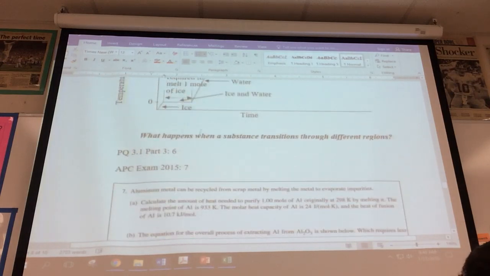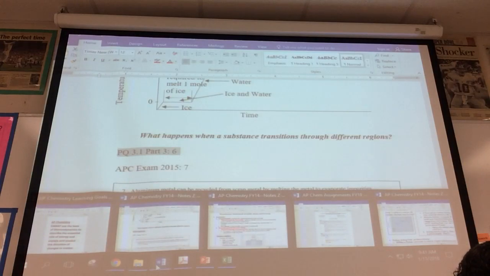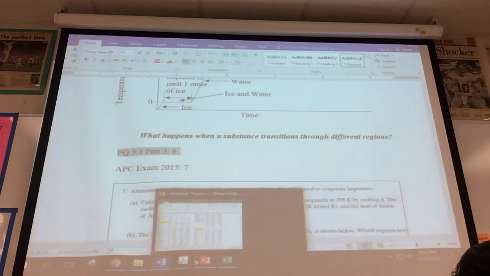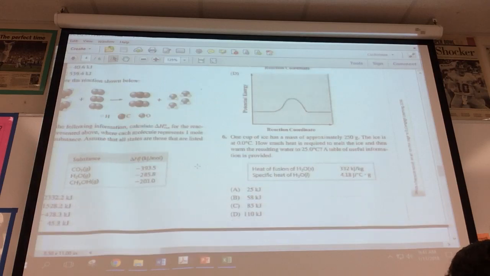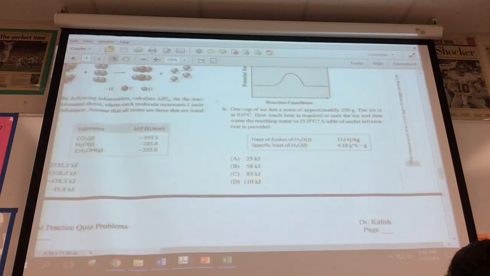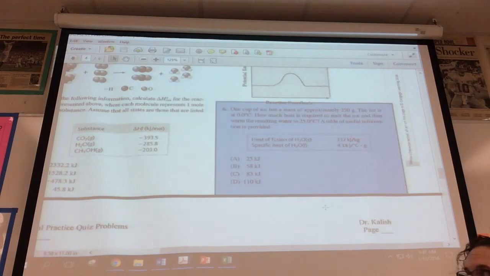So let's take a look at what happens when a substance transitions through different regions. And you're going to see a question such as this on your practice quiz, which you all have at this time. And if we look at that question, that's going to be in the first part 3. And let's take a look at question 6, which is right here. Is that better or worse with the box? Or it doesn't matter? Okay.